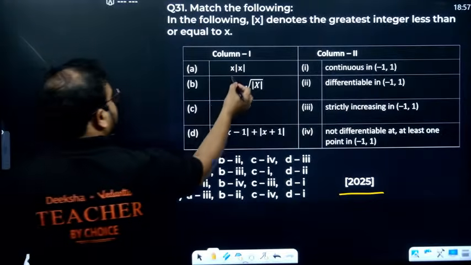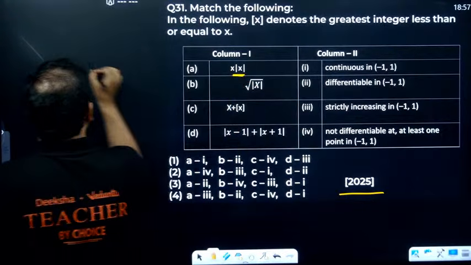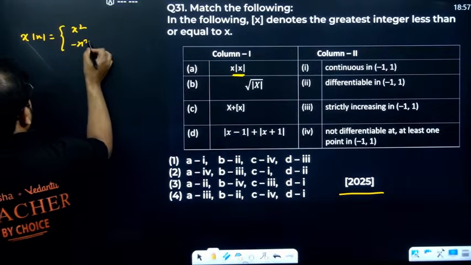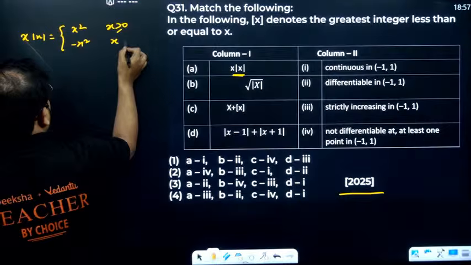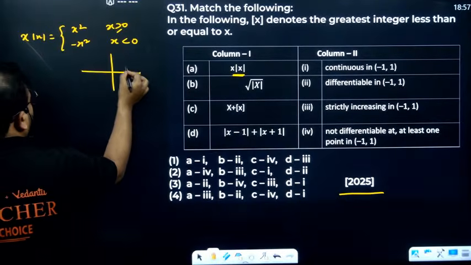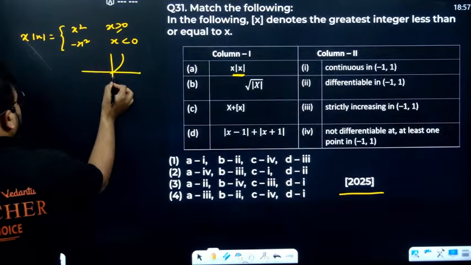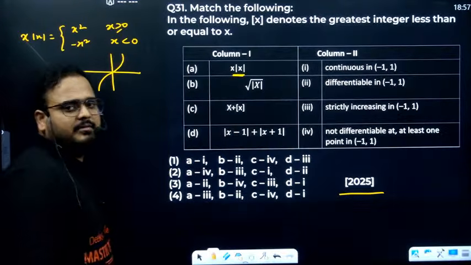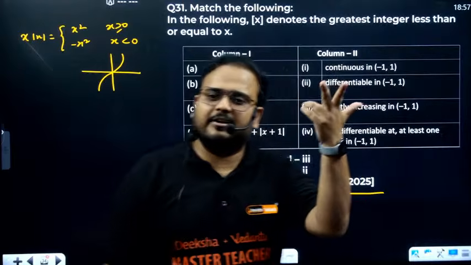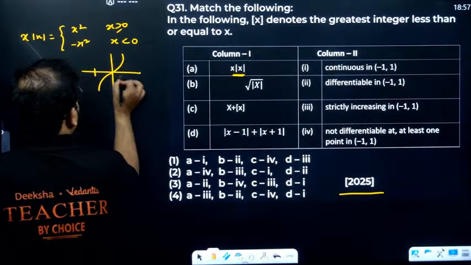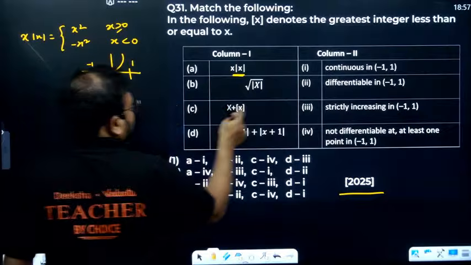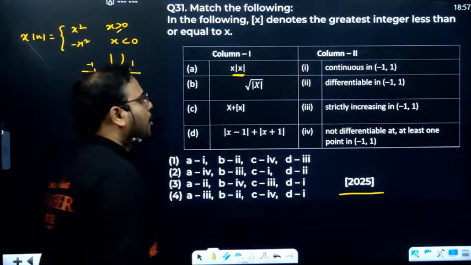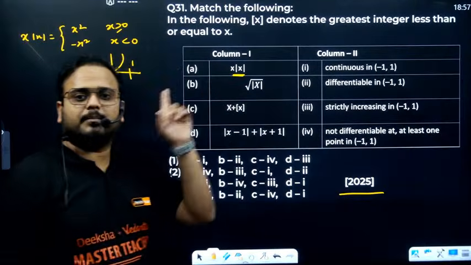So if you look at this, what function is this? x mod x is nothing but x square when x is positive, and minus x square when x is negative. So the graph looks like this. Positive x, x square is there. Negative x, minus x square is there. This is a smooth graph, meaning continuous and differentiable everywhere. So even in this branch, minus 1 to 1, it will be continuous. So option 1 is correct, option 2 is correct, option 3 also is correct. All three options are true for option number 1.